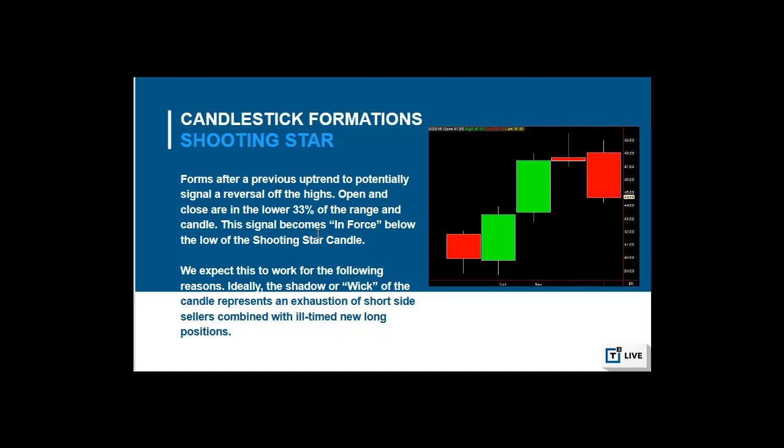Ideally, the shadow or wick of the candle represents an exhaustion of the short side sellers combined with ill-timed new long positions. What does that mean? Going up, here is the shooting star candle. Here's the shadow or wick representing potentially short sides getting blown out. Late ill-timed buys. This goes in force below here as soon as the price breaks below the shooting star candle.